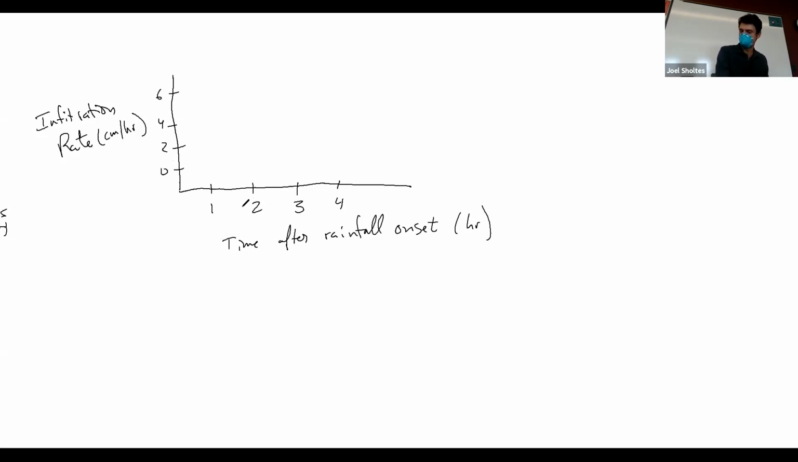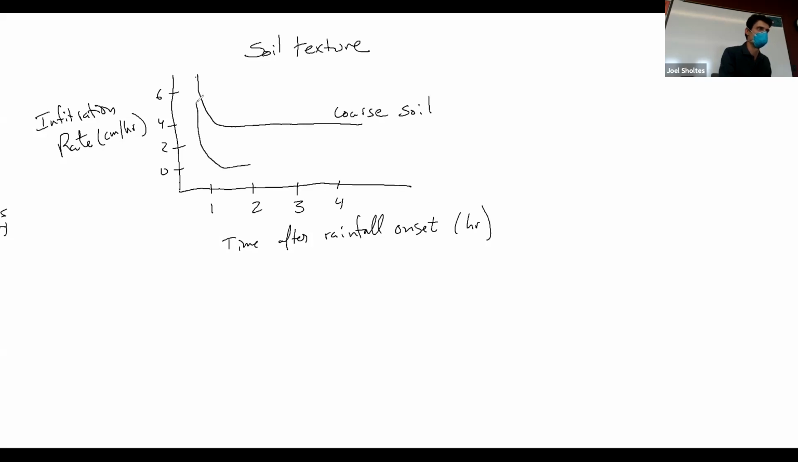We'll look at a few different relationships, and the first one is soil texture. We've looked at a graph like this similarly before. This could be one where it's initially high, and then it slows down and starts to become asymptotic at some finite rate. This would be for a coarse soil, like a sandy soil. If we had a finer texture soil, maybe it starts a little bit lower, and then it's going to go down to maybe 0 or close to 0. This could be a clayey soil.